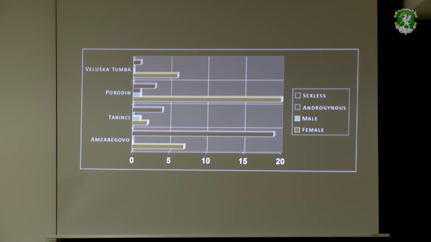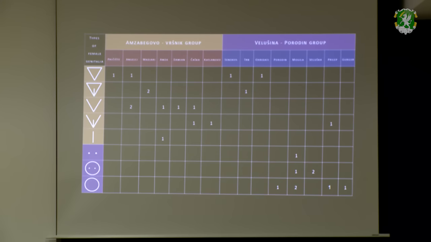So we see that on the level of these cultural groups, there is also a difference in the representation of sex. Even in the representation of genitalia, there are quite significant differences. Most of the female figurines in the Amzabegovo-Vršnik group have triangular genitalia, while in the Velushina-Porodin group, most of the female figurines have this kind of round genitalia or covering of genitalia.